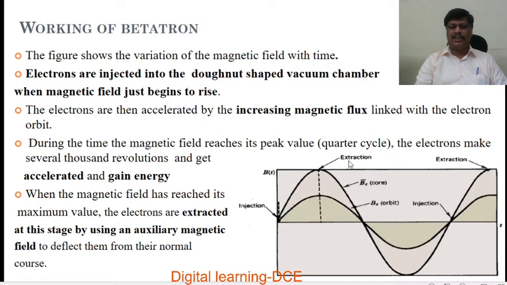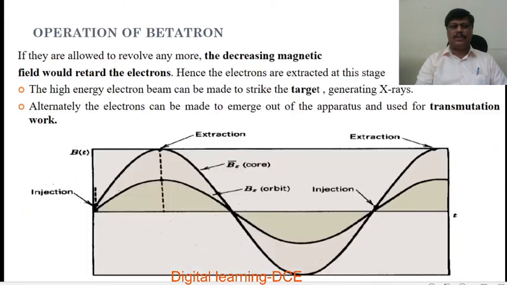Here extraction takes place. The electrons are extracted at this stage by using an auxiliary magnetic field to deflect them from their normal course.